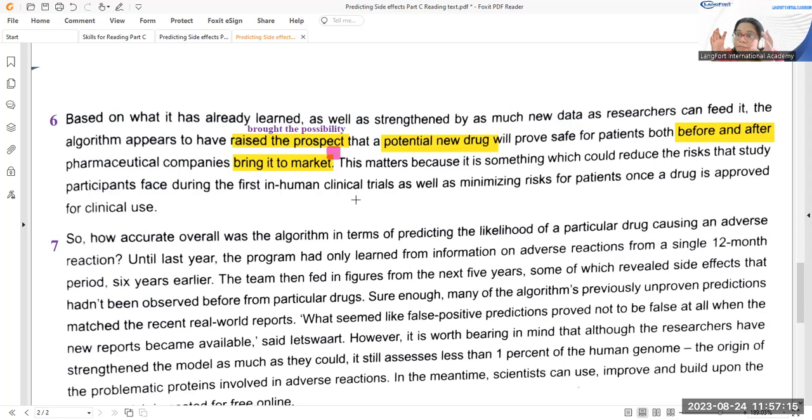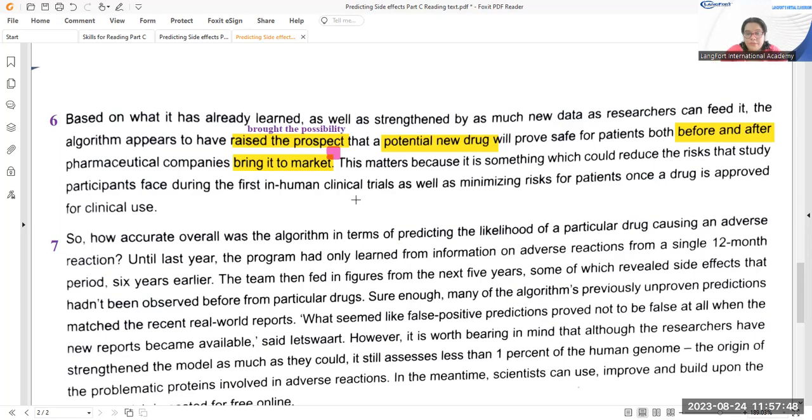So the possibility of this new drug, which is safe before and after it's brought to the market, can be an important thing because it may have the ability to reduce the risk for people who are participating in clinical trials. So that means the drug is not in the market, but people are participating in the clinical trial. For them, that drug is safe because it is safe before it's approved. And it will also minimize risk for patients once it's approved for clinical use.